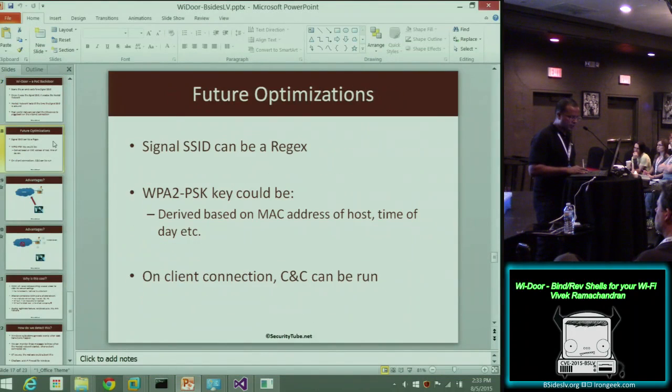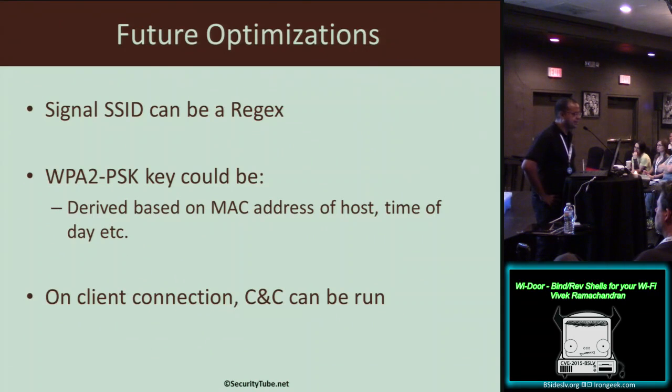Now, what are the other things which can be done? You could make the signal SSID a regular expression. It does not need to be hard-coded. You could probably even make it a function of the MAC address. So you can be clever, just like most malware are now, when deciding which domain names to use to connect back to their command and control. All the same principles apply. I mean, this is no different. Same goes for the key as well.